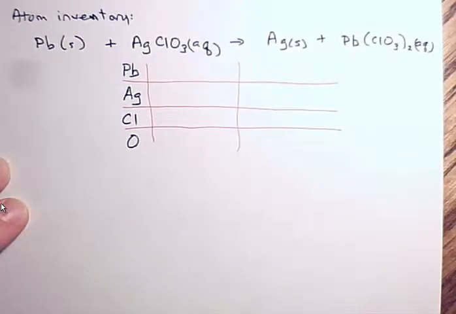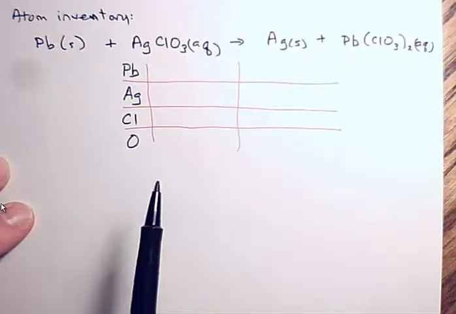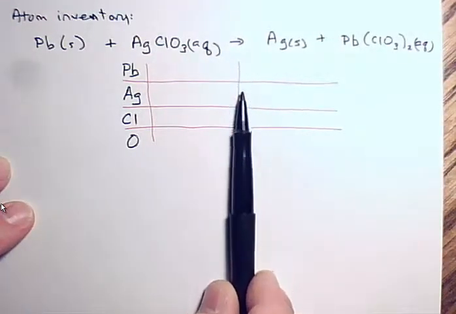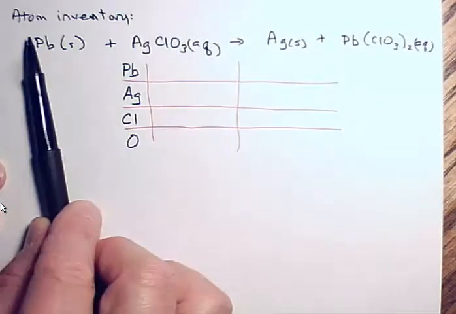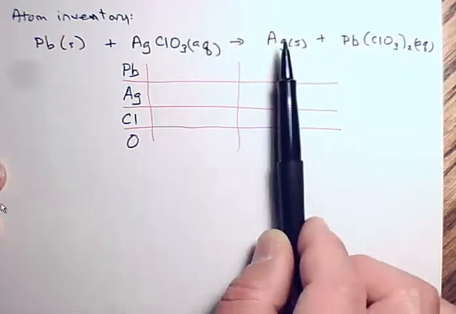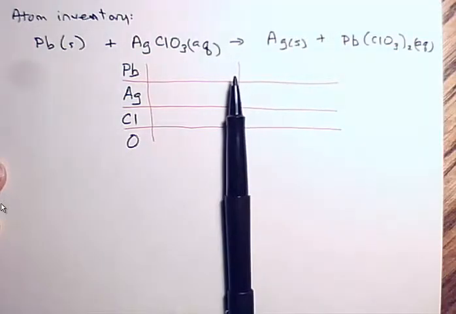Then the next step is to count all of the atoms we have in each element category. Okay, so I've got a list of elements. The reason that line's right up under this arrow is because I want to count all the elements on this side and put that in here, count all the elements on this side and put it over here on that side.